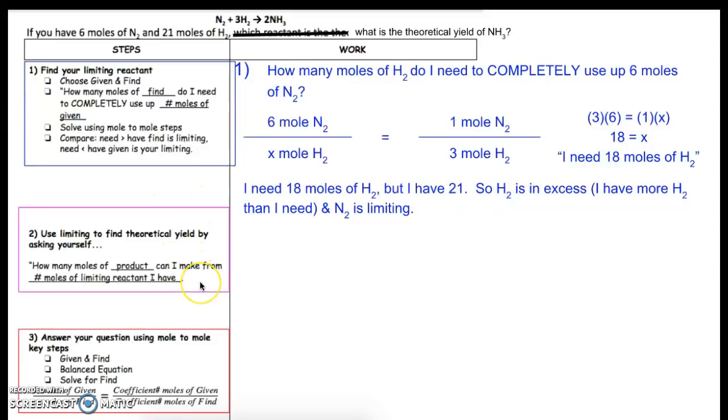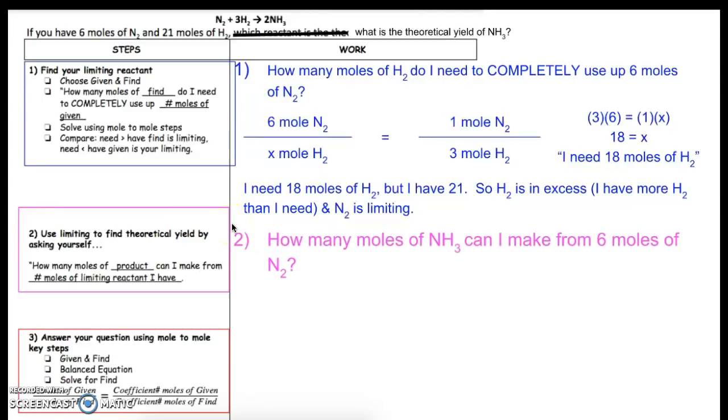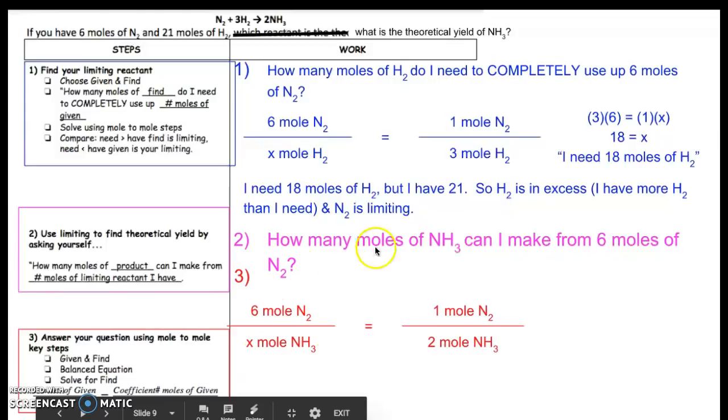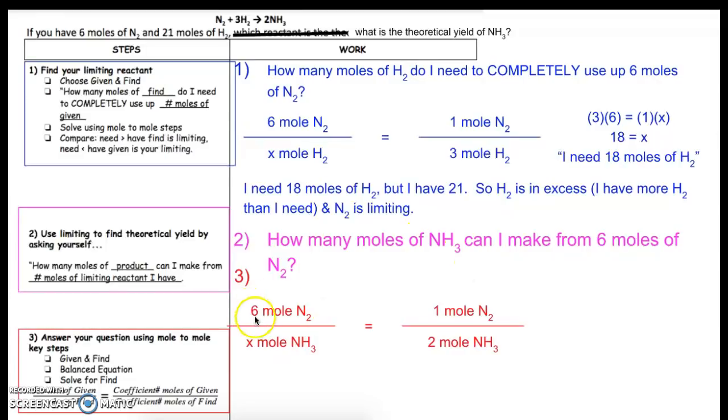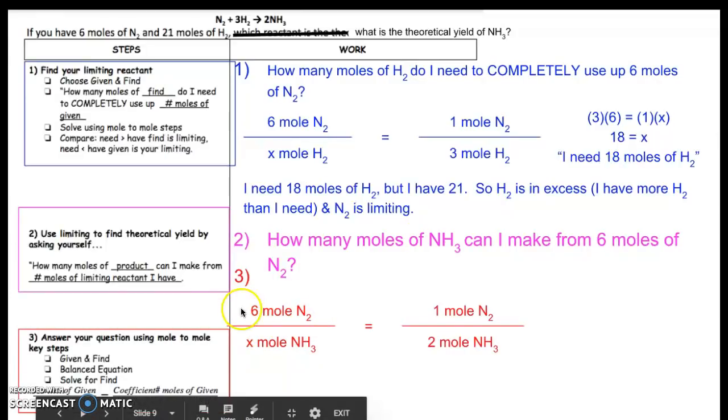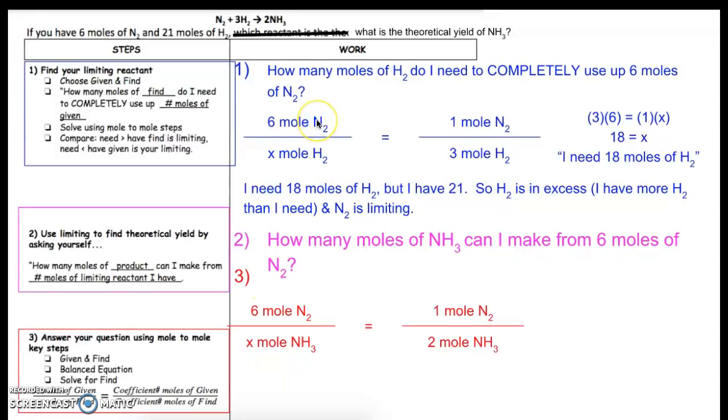Now what we're going to do for the second step is we're going to use our limiting reactant, which is N2, to figure out the theoretical yield. So for this, we'll use this sentence frame. How many moles of the product, in which case is NH3, can I make from the 6 moles of N2? All right, so this is a simple mole-to-mole problem. I'm going to take the information from this question to figure that out.